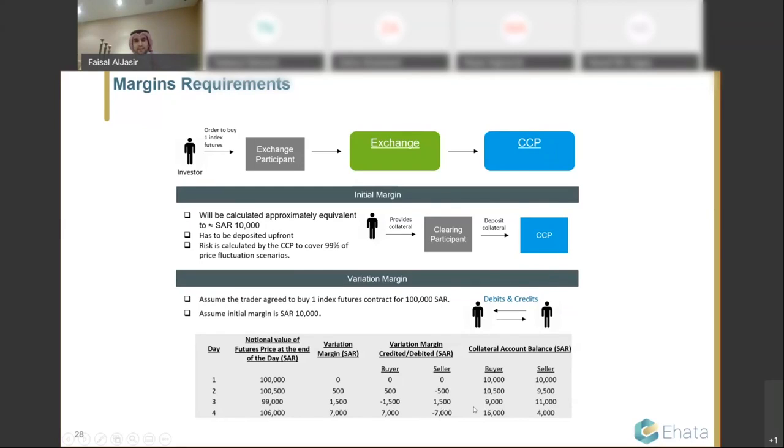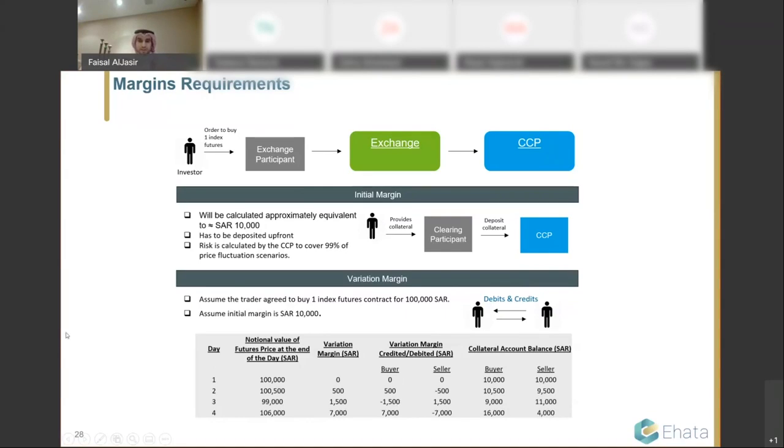And look what happens to the buyer in this case. He was happy on the second day with his margin of 10,500, and from the third day it became 9,000. Yet the seller was gaining, and on the third day it's 11,000. The big move happens on the fourth day. Price jumped to 106, and look what happened to the buyer's collateral account, jumping to 16,000, while the seller will most probably face a margin call here, as his account is around 4,000.